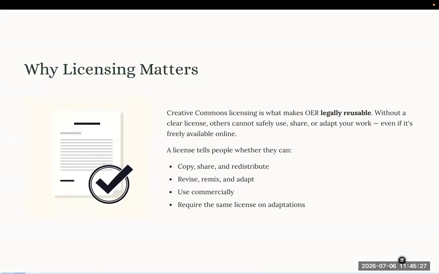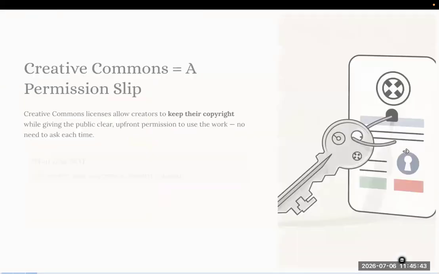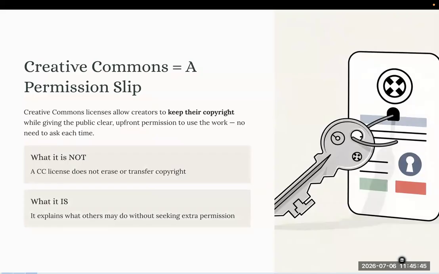A license tells people whether or not they can copy it, share it, redistribute it. Can they revise it and remix it without it being plagiarism? Can they adapt it? Can they use it commercially and charge people money for it? Can they require the same license, or can they adapt it with different licenses? So Creative Commons is a permission slip that you are giving to all of your fellow educators, as well as, depending, to everyone in the world. It allows creators to keep their copyright while giving very clear, public, upfront permission on how people can use it and not use it.